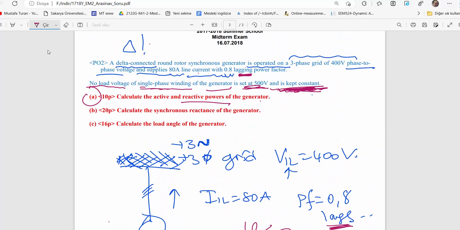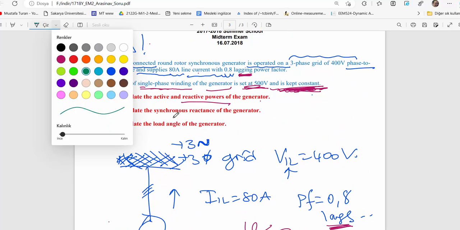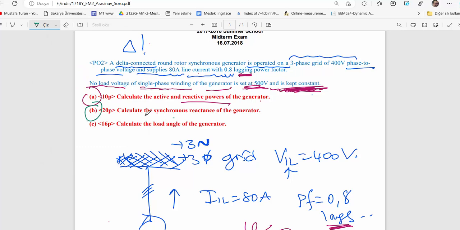As a second part, let's continue. Calculate the synchronous reactance of the generator.